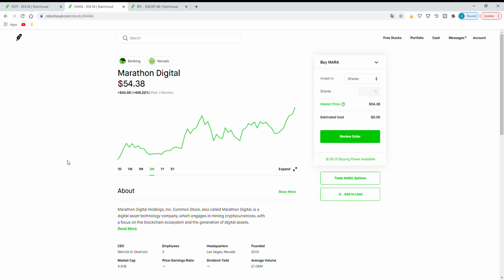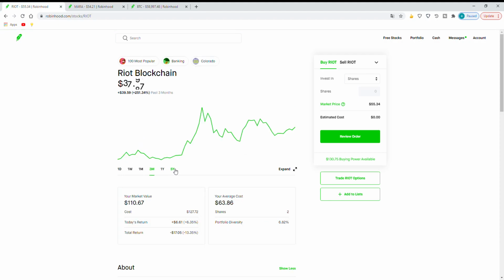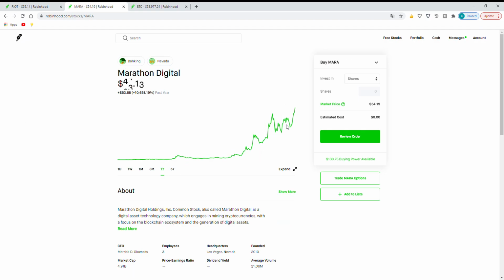So I'm thinking of potentially transferring some of the money from RIOT into Marathon. I haven't had Marathon, but if Marathon drops a little bit, as they seem to be performing much better than RIOT. On the year, they're up 10,600%, and RIOT's up 5,700%. And you could make the argument that RIOT has more potential to grow, even though they have very similar charts.